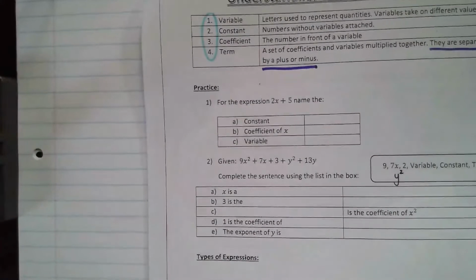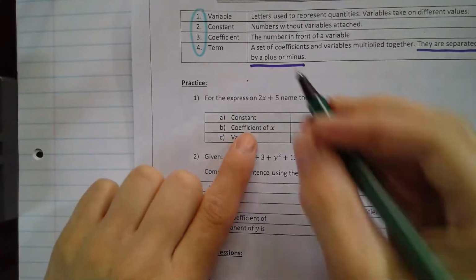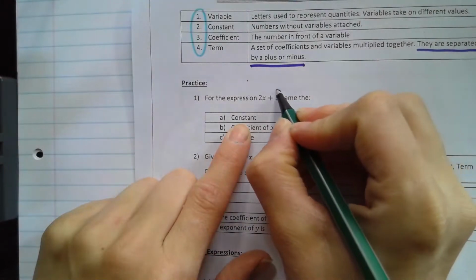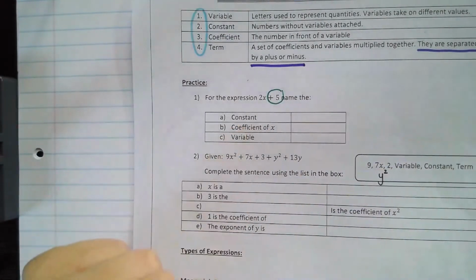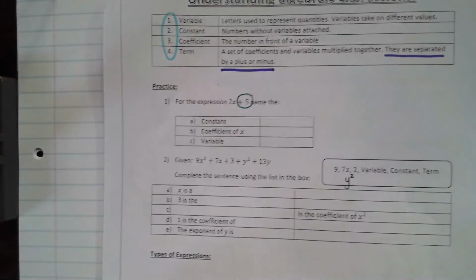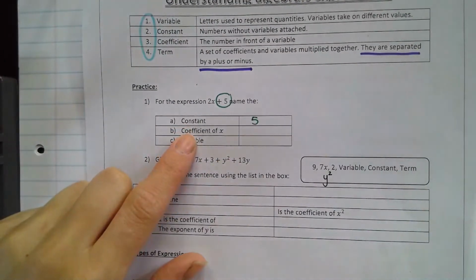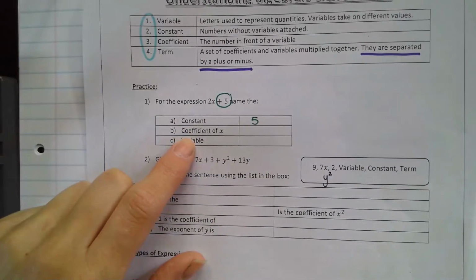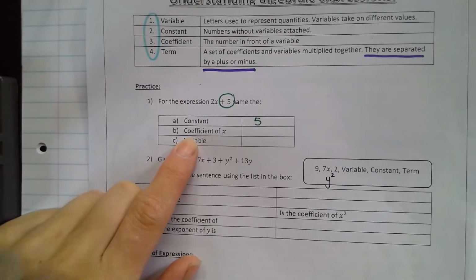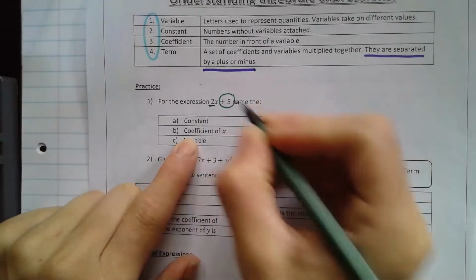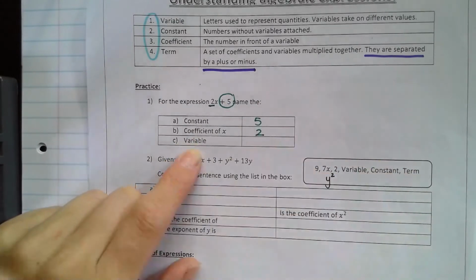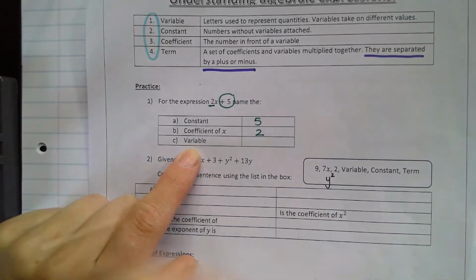So for the expression 2x plus 5, name firstly the constant. So the constant, according to the definition, is the one that does not have any variables, no letters attached to it. So the constant here must be 5. If it was negative 5, we put the minus, but because it's positive, we are going to leave off the positive symbol. The coefficient of x, so it means the number in front of x, is 2. And what is the variable? What is the letter we're working with?